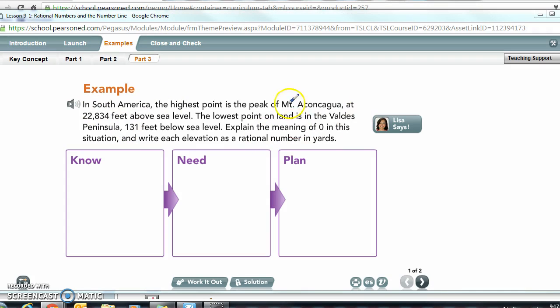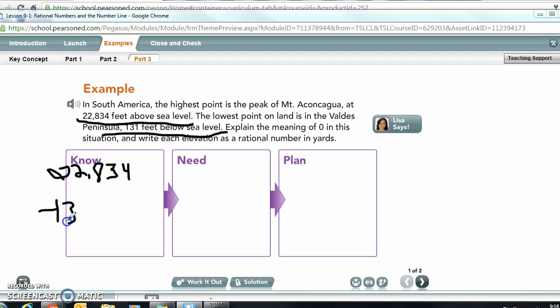So the first thing we need to do is underline our key concepts. We know that it's 22,834 feet above sea level. Now, many of you know to write this as a positive number. Okay, our key word here is above sea level, so we know it's positive. Okay, we also know that this next peninsula is 131 feet below sea level, so that'll be 131 with a negative sign in front of it. Negative 131 feet below sea level.